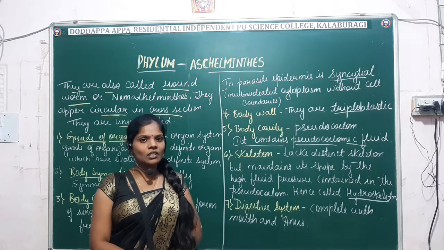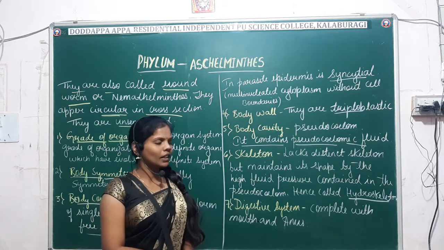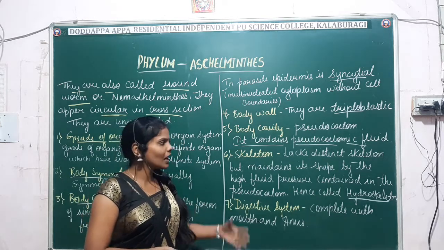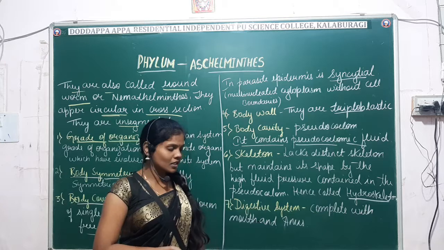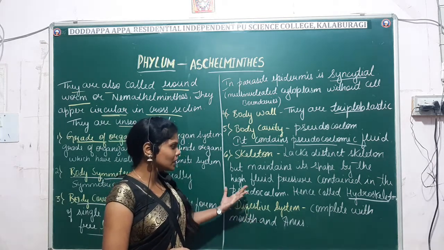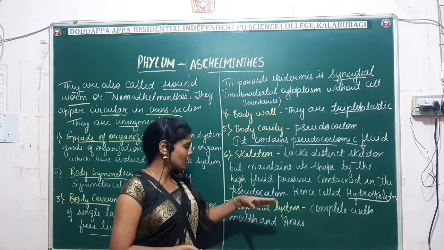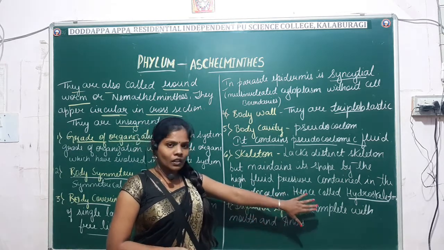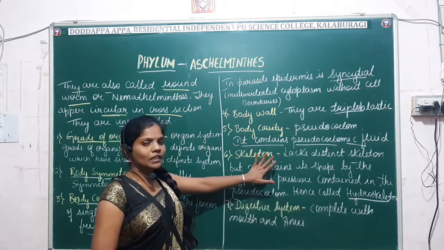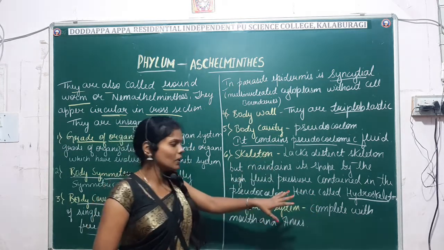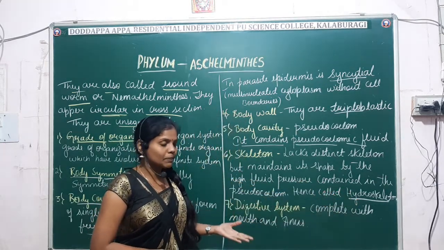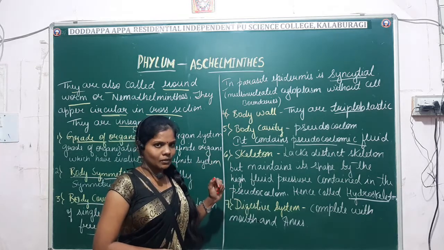Then what about the skeletal system? Aschelminthes don't have a well-defined skeletal system. They lack a distinct skeleton, but instead have a special adaptation: the high fluid pressure of the pseudocoelomic fluid, known as the hydroskeleton. The skeletal system present in Aschelminthes is commonly known as a hydroskeleton.